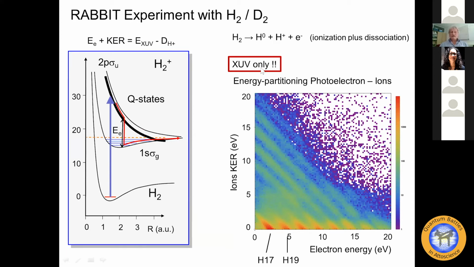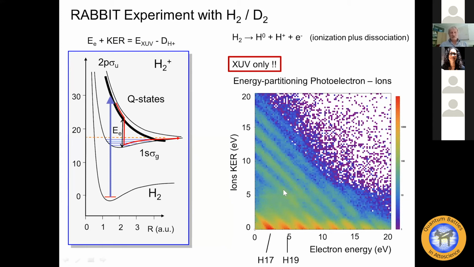Here we use XUV only. And the main channel in this spectrum is coming from doubly excited Q states, where we excite 2 electrons at once. This state decays via autoionization. So an electron is emitted and the ions get some kinetic energy, and this is what is plotted here.